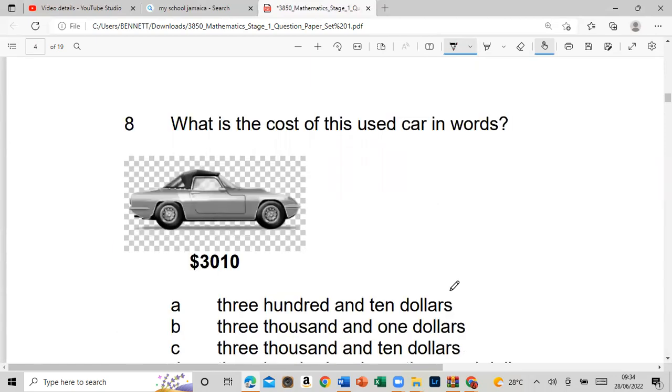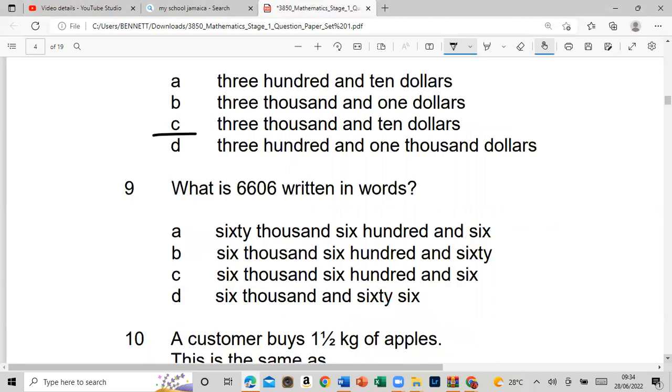What is the cost of this used car in words? 3,010. 3,300. No, 3,010. So that will be C. Number 9. What is 6,600 written in words? 6,606. No, 6,600. So that will be A. This one is straightforward.